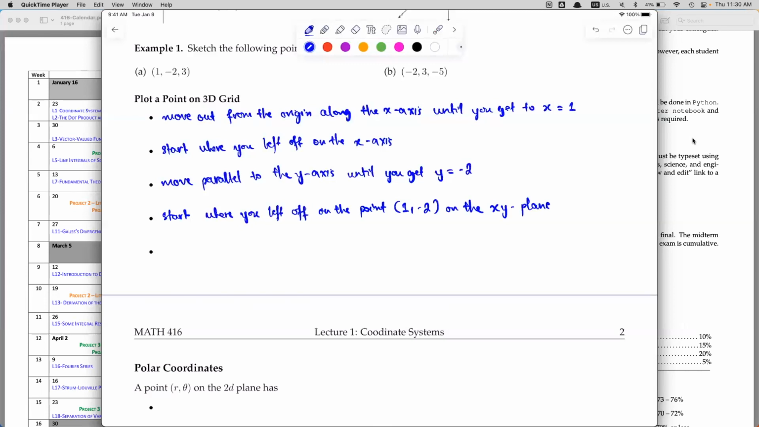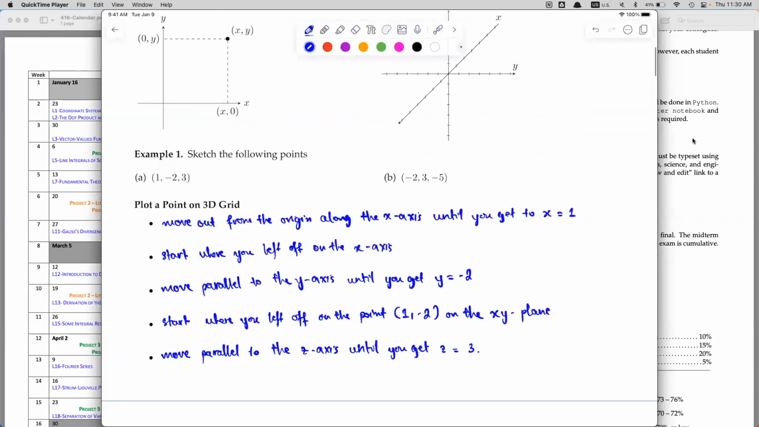And then the last step, to get the z component, is to move parallel to the z-axis until you get z equal to 3. So this is the general approach. You can just substitute the x value, y value, and z value, and you get the answer. Different answers for different points.